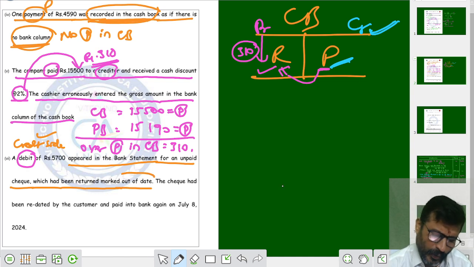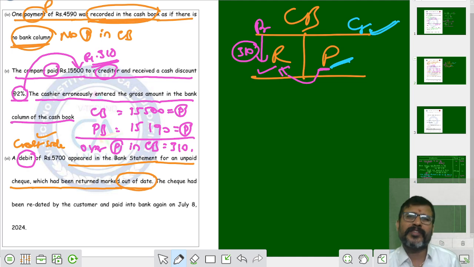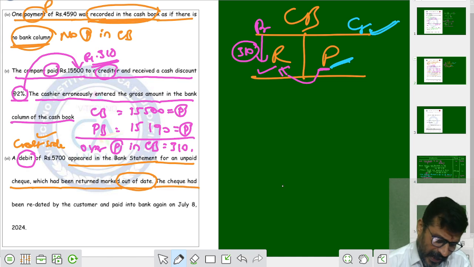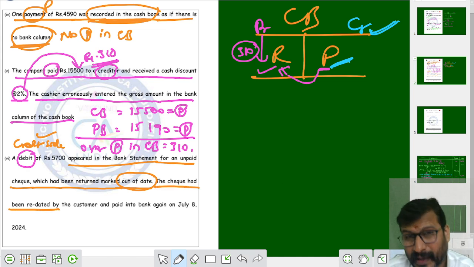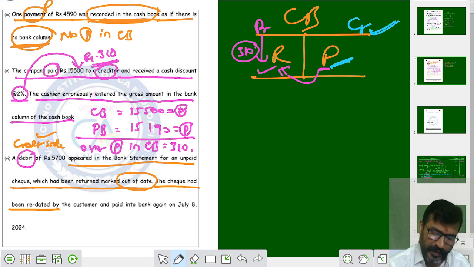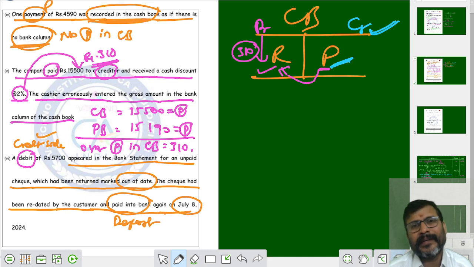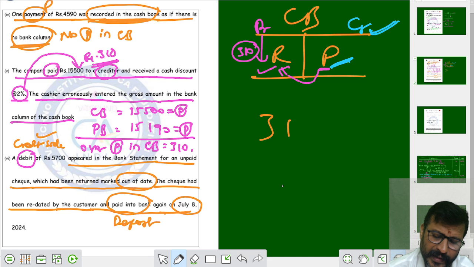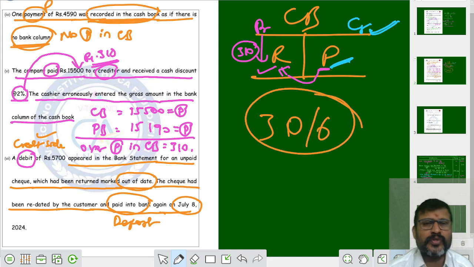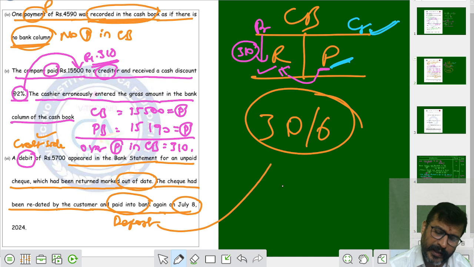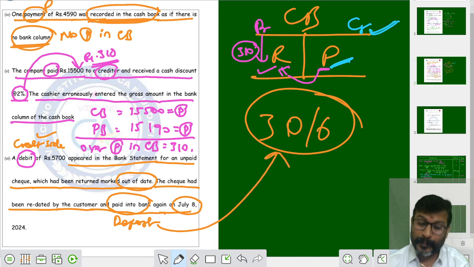Marked out of date. Why is it being dishonored? Because the date is already expired. The check had been redated. When the check is expired, another check is issued mentioning a new date by the customer and paid into bank. What do you mean by that? Paid into bank means a deposit. When is it paid into bank? Again on 8th July. My dear children, the accounts are closed on 30th June. The check is deposited into the bank on 8th July. It means what?